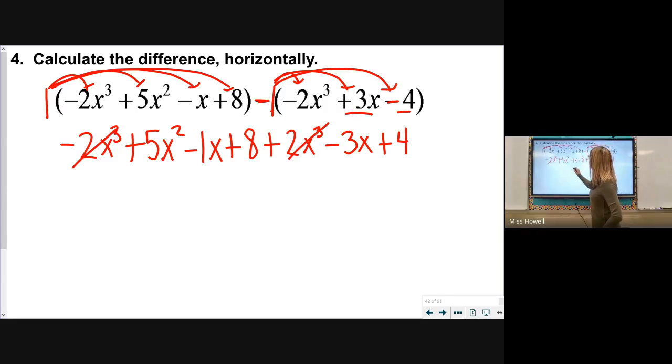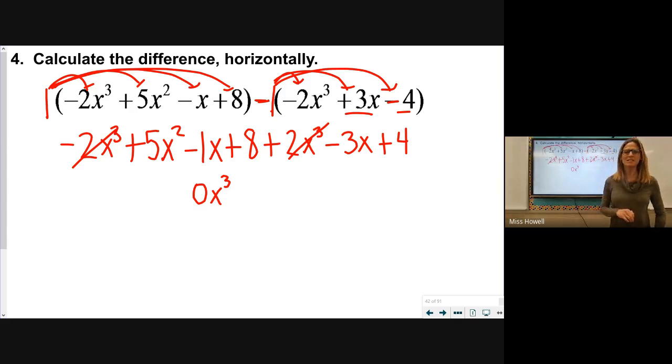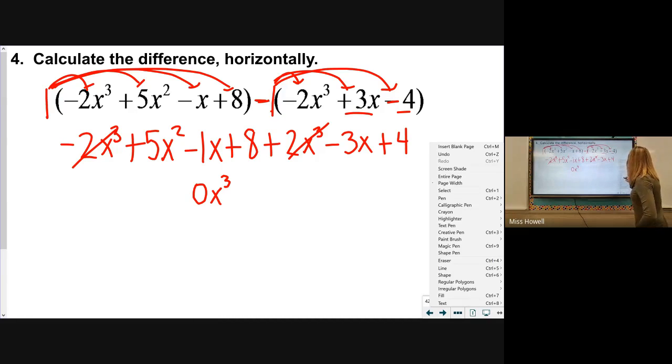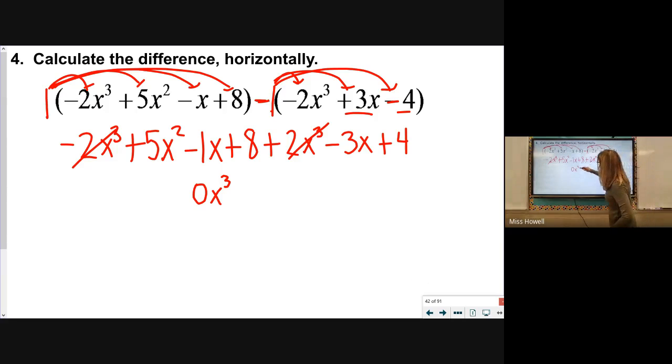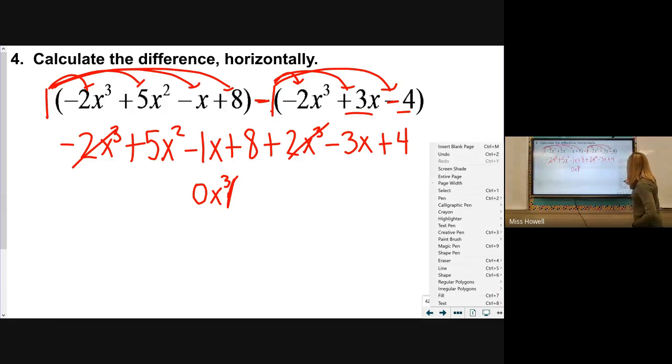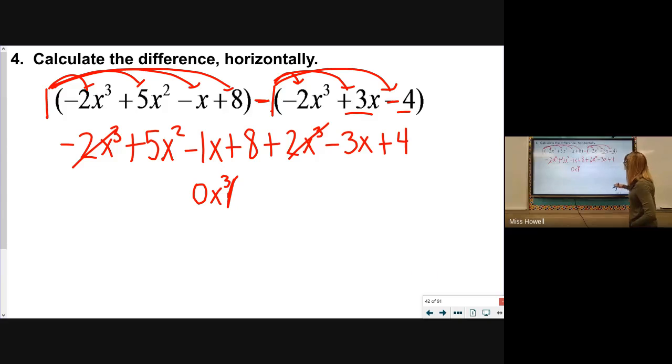Now, could you put a 0 x to the third here for a minute? Yes, but it's not necessary because 0 times anything would just go away. It would be a value of nothing or 0. All right, so plus 5x squared. I'm going to go ahead and just erase this because on my final most simplified version, we would eliminate that anyway. So I'm going to eliminate it right away and go straight to my x squareds. In this case, all we have is a 5x to the second.